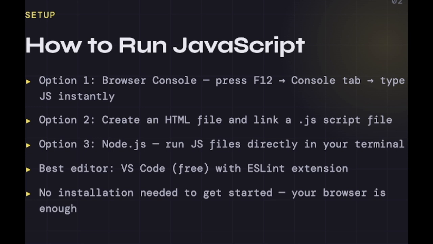One of the best things about JavaScript is you can start immediately with zero setup. The fastest way is your browser's developer console. Press F12 in any browser, click the console tab, and you can type and run JavaScript right there. For building real projects, create an HTML file and link a separate JavaScript file using a script tag. The third option is Node.js, which lets you run JavaScript files directly in your terminal, just like Python.